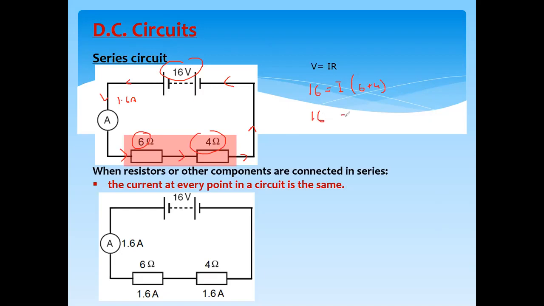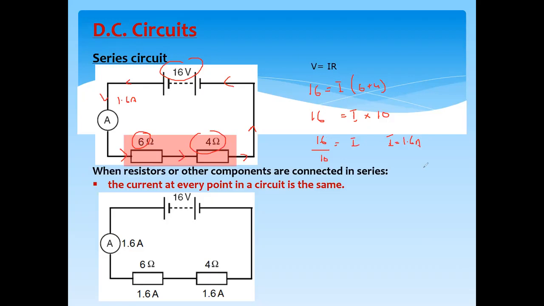So 16 equals current multiplied by 10. We need the current. If it is multiplied by 10, on the other side it will be divided. So it will be 16 divided by 10, which equals 1.6 ampere. So this is how we work out the total current in the circuit.